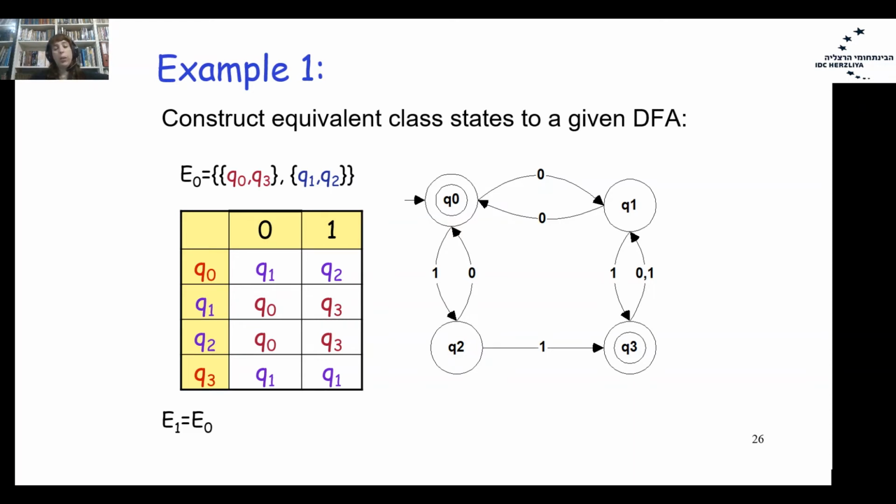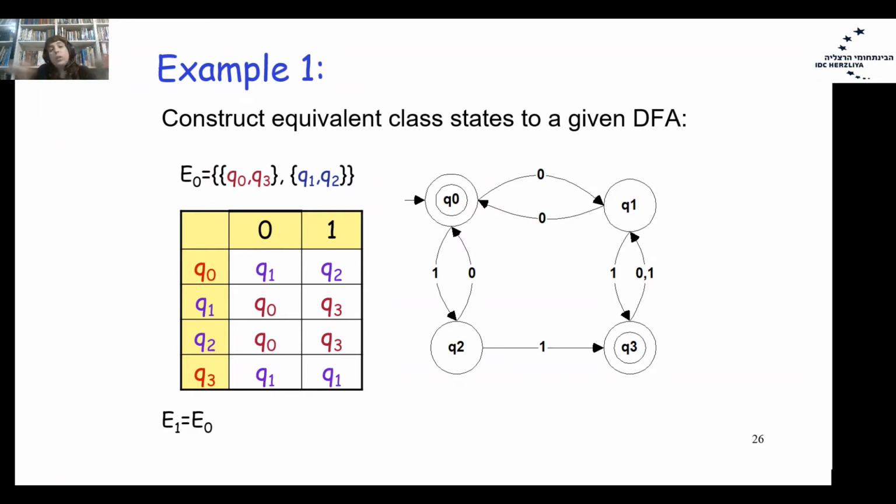Let's look at Q0, Q3, the red color here. Q0 on 0 moves to Q1, Q3 moves to the same state. Q0 on 1 moves to Q2. Q3 on 1 moves to Q1, but Q1 and Q2 are in the same class. So we didn't find any separation word. So Q0 and Q3 should stay together.